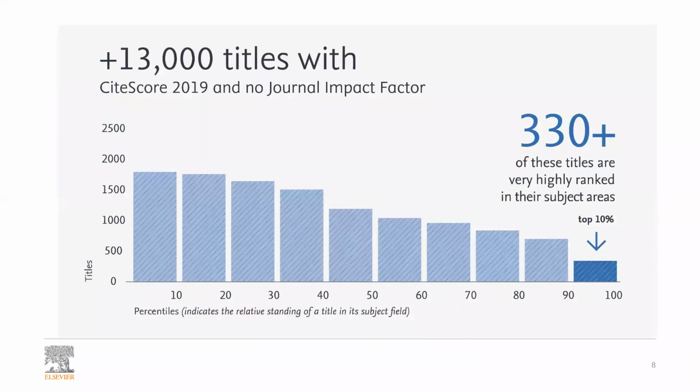So there are more than 13,000 of the titles with CiteScore in 2019 and no journal impact factor. More than 330 of these titles are very high rank in their subject area. What we say high rank is about the top 10% within the subject area. Imagine medical sciences, medicine, right? There are more than 330 of these titles that are very high rank, which is the top 10% within medicine.